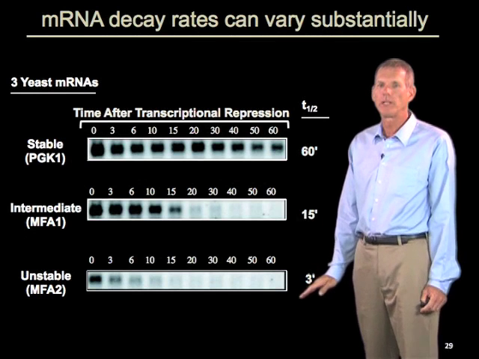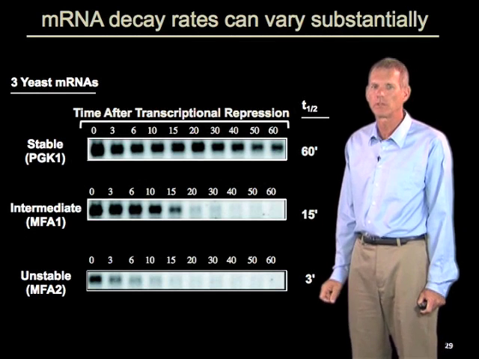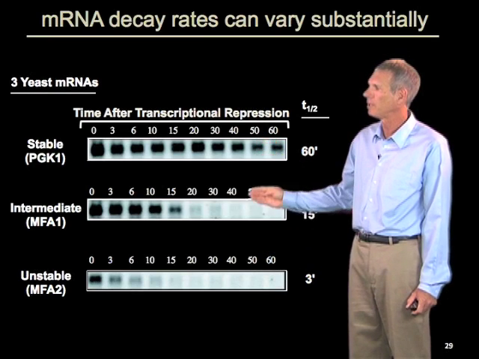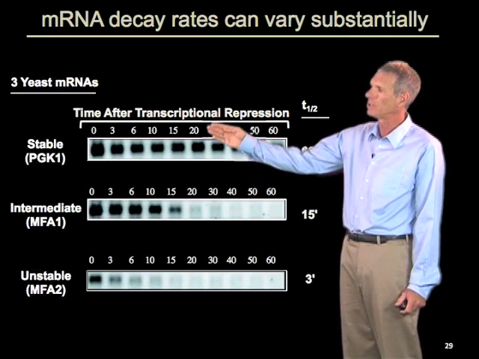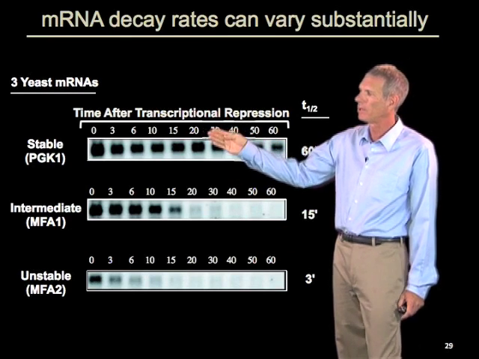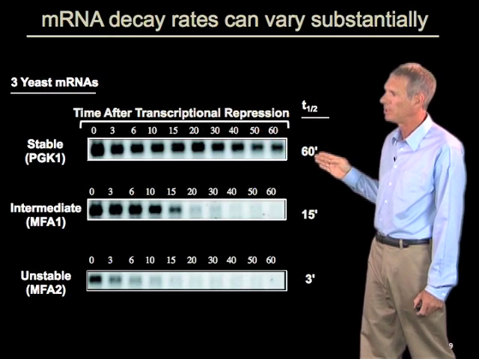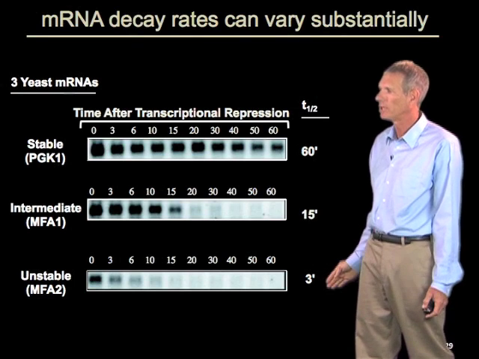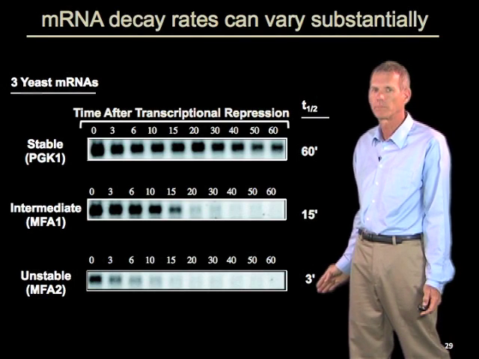Now, of course, mRNA rates can vary substantially between individual mRNAs, and this is just an example of this, looking at 3 different yeast mRNAs. Here at the 0 time, we block transcription of these mRNAs, and you can see that some, like the PGK message, last a long time. Others, like the MFA2 message, are extremely unstable and degrade quickly.